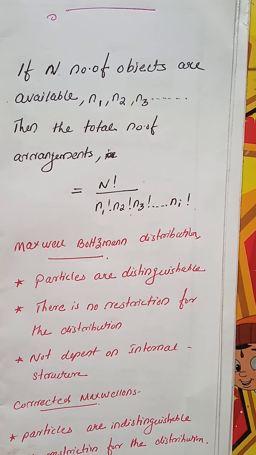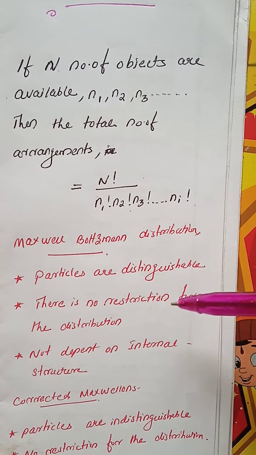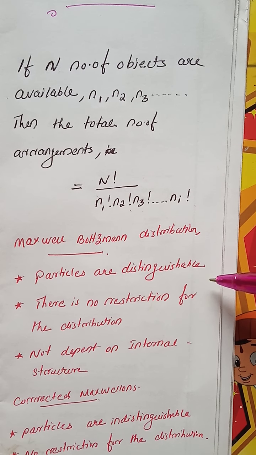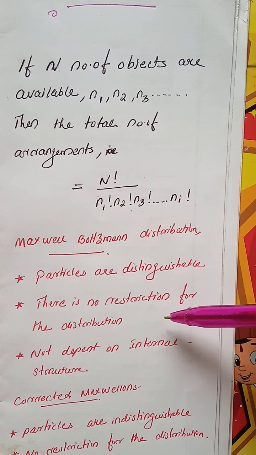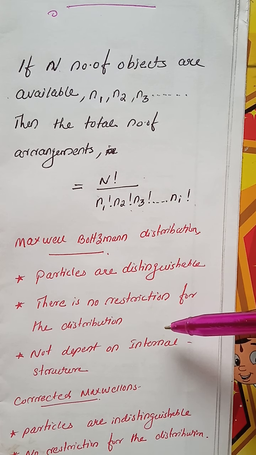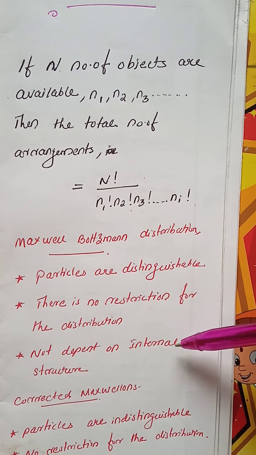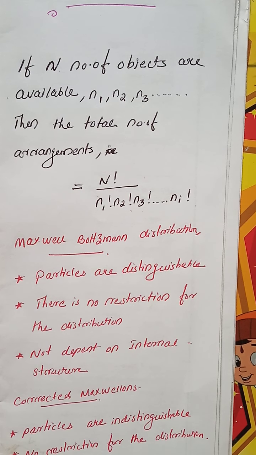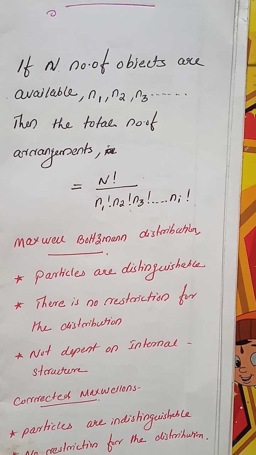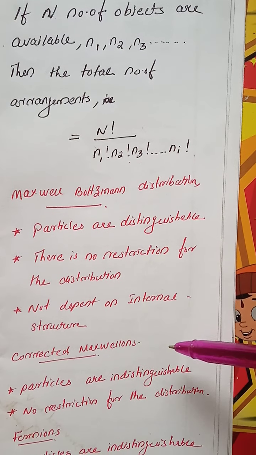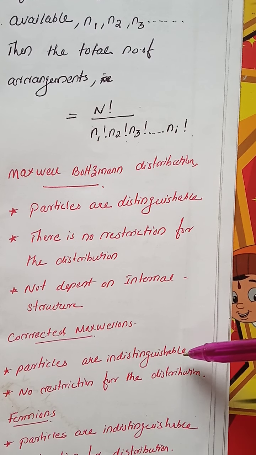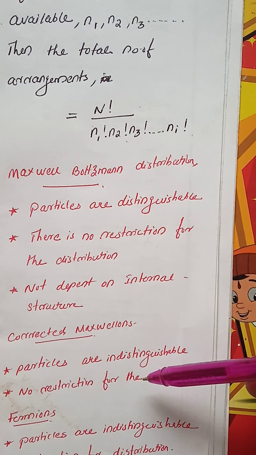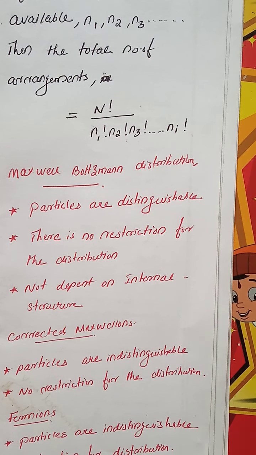And next, Maxwell-Boltzmann distribution. The particles are distinguishable and there is no restriction for the distribution. Next point, it does not depend on the internal structure. These are the points in Boltzmann distribution. Next one is the corrected Maxwell-Boltzmann. Here the particles are indistinguishable and there is no restriction for the distribution.